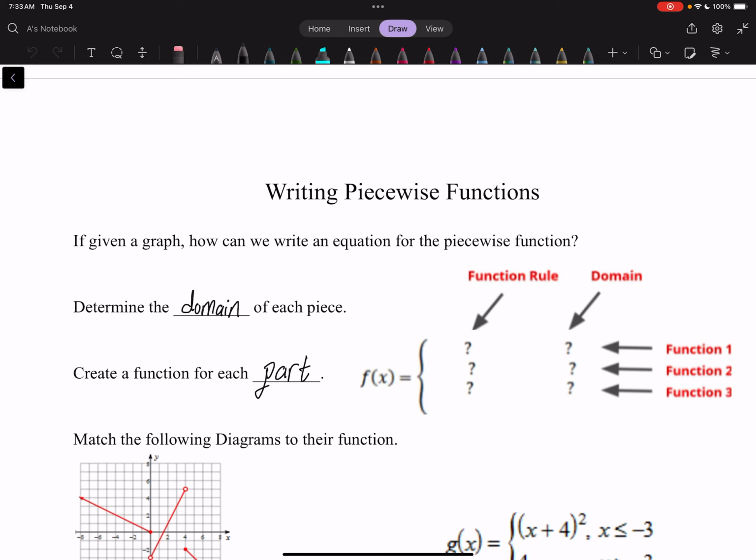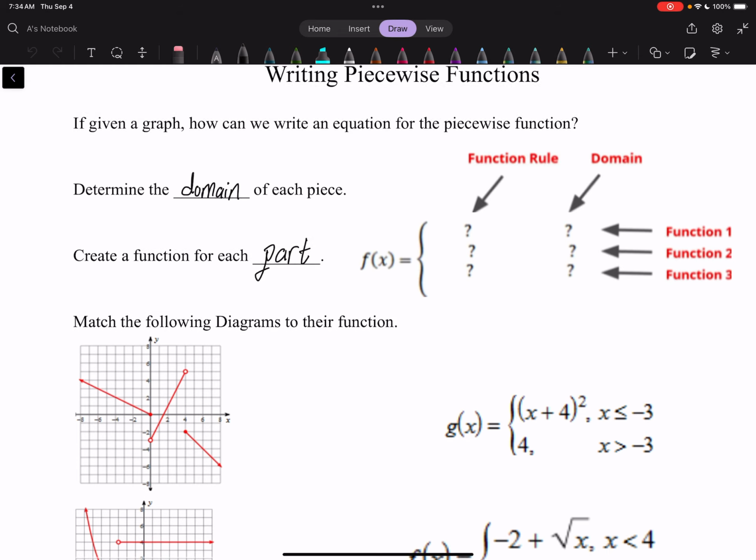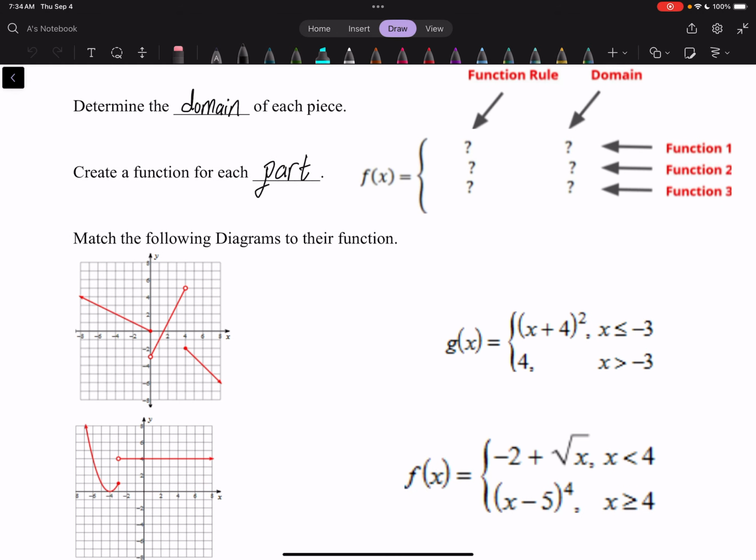The first thing you want to do is determine the domain of each piece. The reason for this is that once you have the domain, you can create the function for each part. Now, truthfully, you could do this in either order. You could make the function and then restrict the domain. It does not really matter. However, I recommend this order of doing these rules.